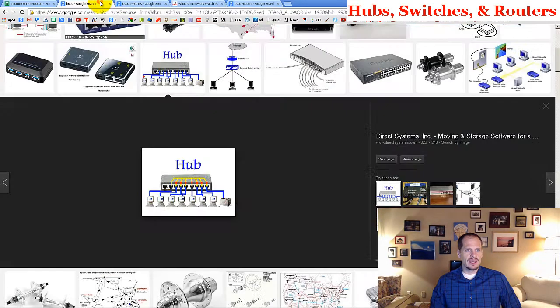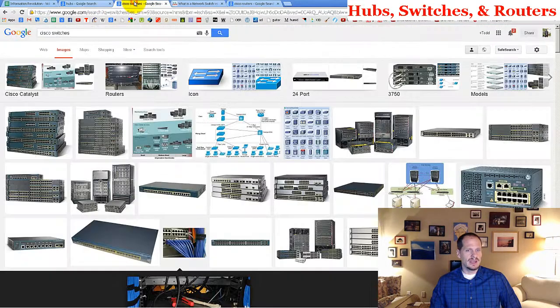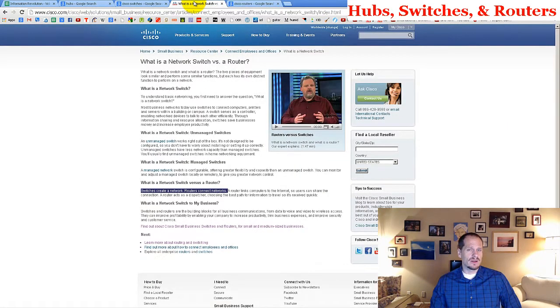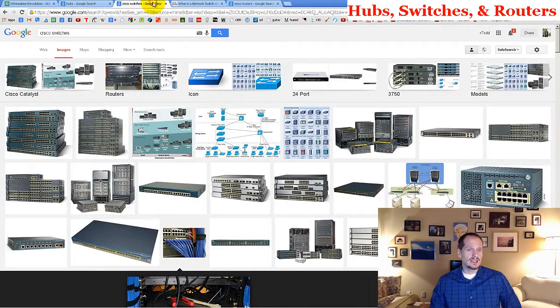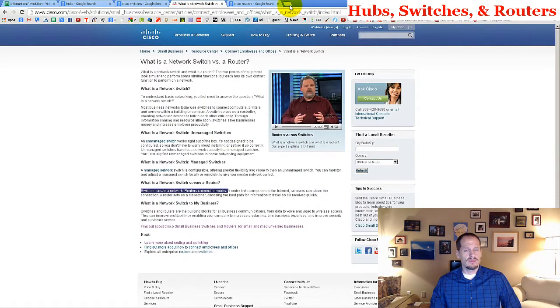All right, so that is hubs, least sophisticated; switches, the more sophisticated way of connecting all the computers together, and basically what you use when you create a network. And routers are actually going to look a lot like switches, but routers allow us to connect to other networks. So that's what those three things do.